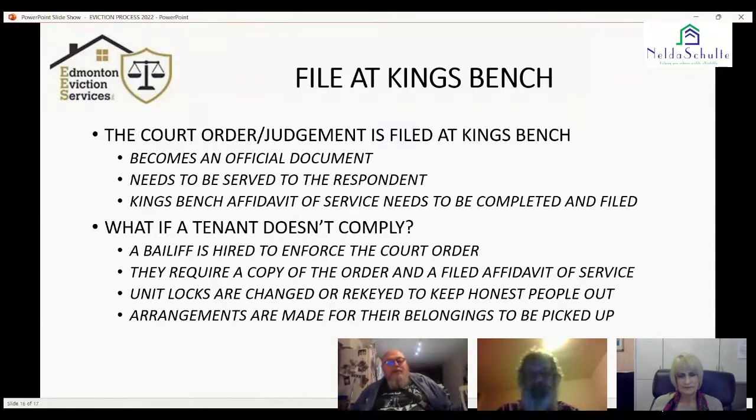So the bailiff requires a copy of the court order and a copy of the filed affidavit of service. So they know that there is a court order and that the tenant got it. So then once you send that to them, they'll come out and enforce that court order.